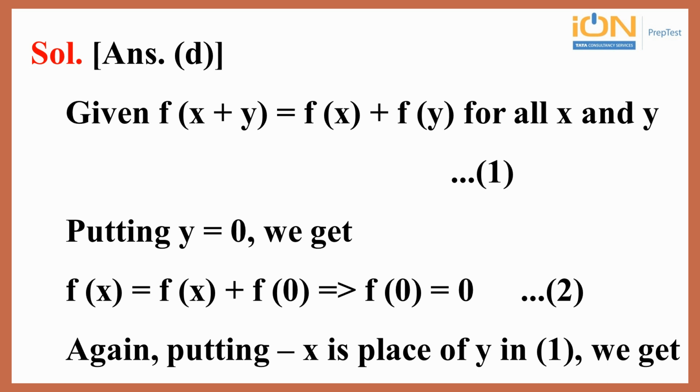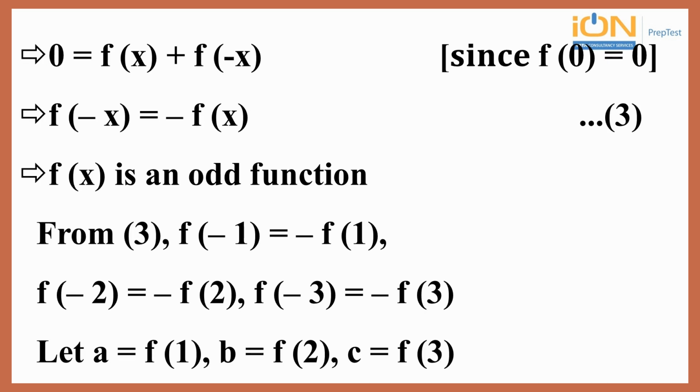Let's see how it can be seen. f of x plus y is given to be equal to f of x plus f of y for all x and y real numbers. We'll put y equal to 0. Then we get f of x to be f of x plus f of 0, which implies that we can cancel out f of x and we get f of 0 to be equal to 0. Again, by putting y equal to minus x in equation 1, we get on the left hand side f of 0, that is 0, and on the right hand side f of x plus f of minus x. That gives us f of minus x to be equal to minus of f of x, which implies f of x is an odd function.